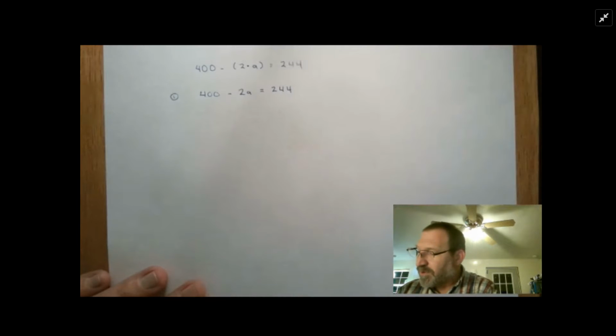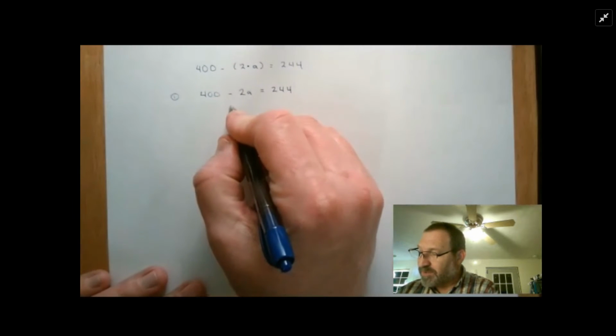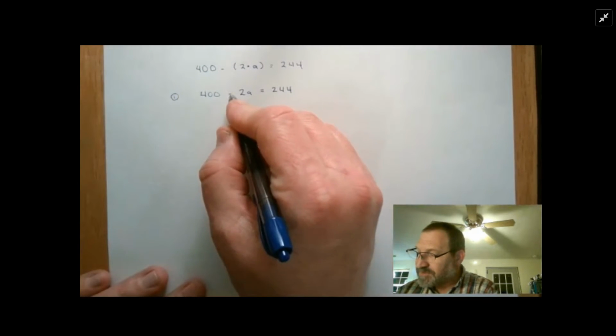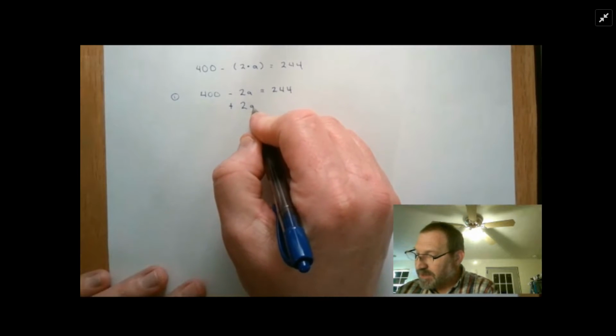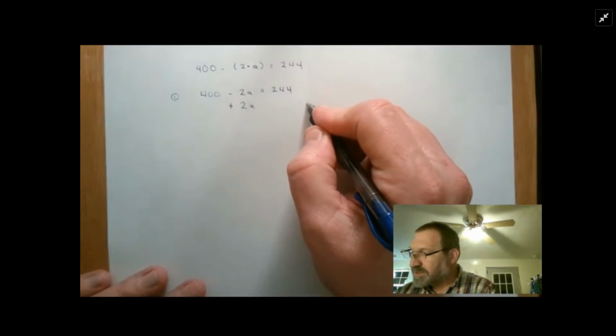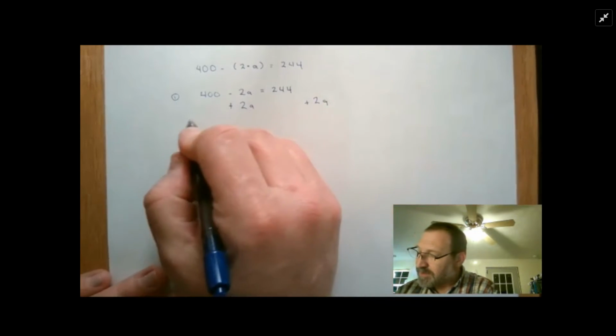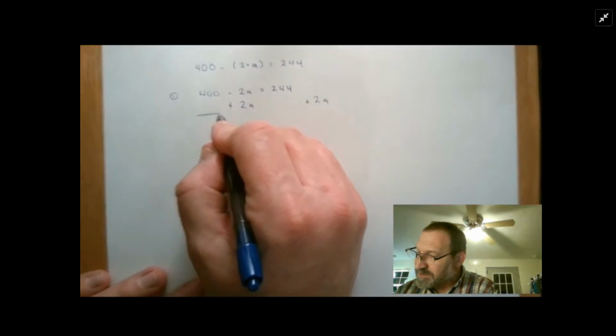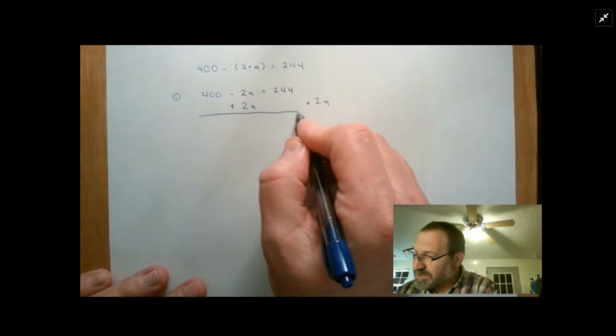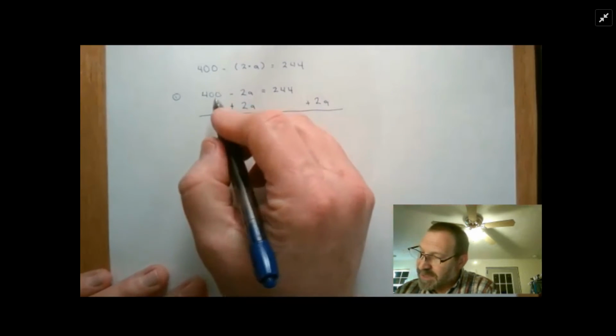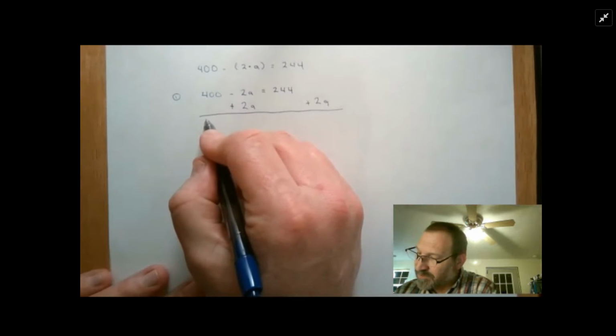So instead, let's start out by adding 2a to both sides. And why are we doing that? Because the opposite of subtraction is addition. And remember that whatever we do to one side of the problem, we have to do to the other. I realize that we could combine steps here, but I'm going to do one step at a time. Now we know that 400 comes down.